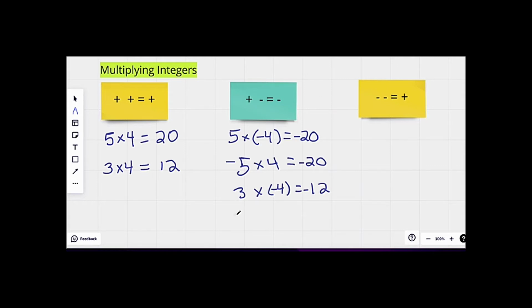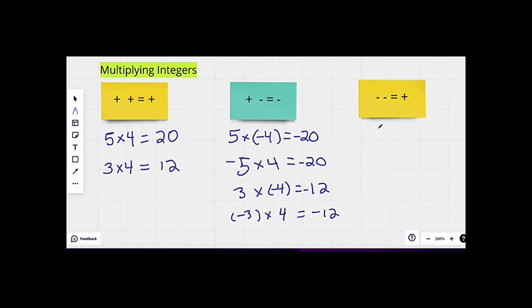Same thing if this was a negative 3 times 4. We know the 4 is a positive. It doesn't have a sign in front of it. And we've got a negative 3, so we have a negative times a positive. So negative times a positive or a positive times a negative is always a negative. So this would be negative 12.